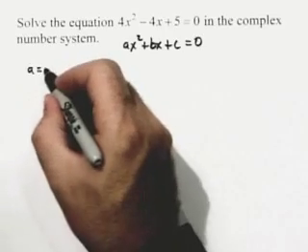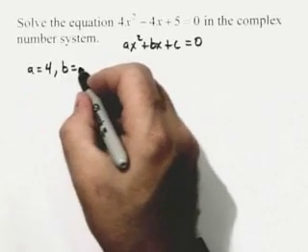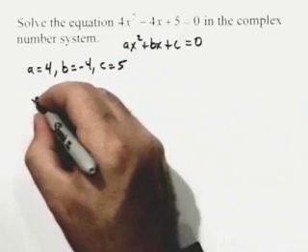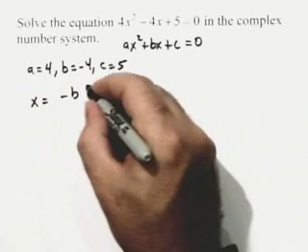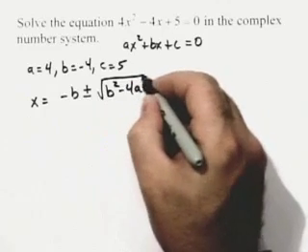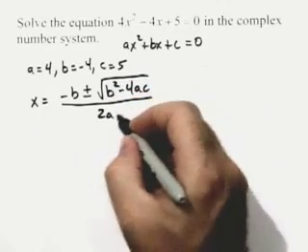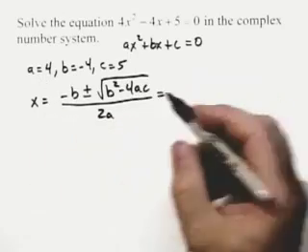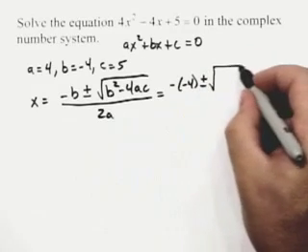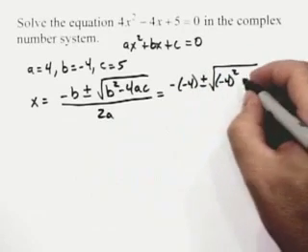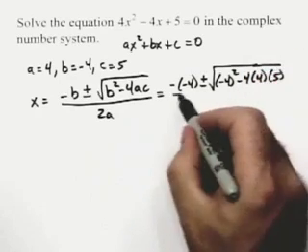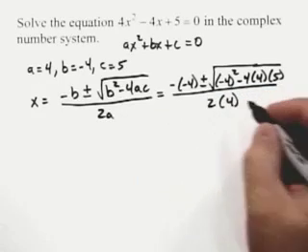And we identify that a is equal to 4, b is equal to negative 4, and c is equal to 5. The quadratic formula, x is equal to negative b plus or minus the square root of b squared minus 4ac, all divided by 2a. So we'll plug in our values for a, b, and c. So we'll have negative negative 4 plus or minus the square root of negative 4 squared minus 4 times 5, all over 2 times 4.